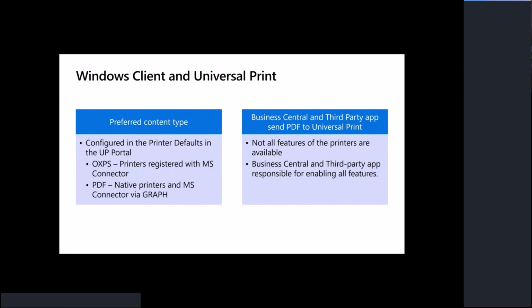Okay, so preferred content type, we talked about that a little bit. And then Business Central and third-party apps can send PDFs via the Graph APIs directly to Universal Print. So if you have custom apps, or if you build a custom app using Business Central, it can support Universal Print natively straight from the app.